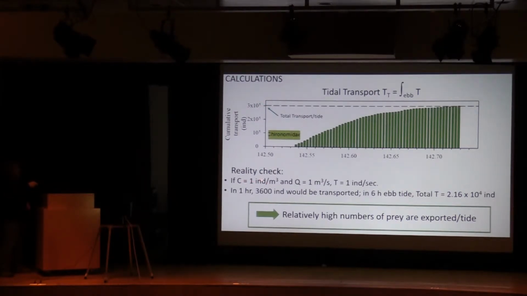If we had one individual per cubic meter and 1 meter per second, that's one individual per second coming out. In a half an hour, or in 1 hour, it's 3,600. Over the course of a 6-hour tide, you can start to really rack up numbers, especially because both the concentration and the discharge are much higher than one. So a lot of insects are getting exported out of here.